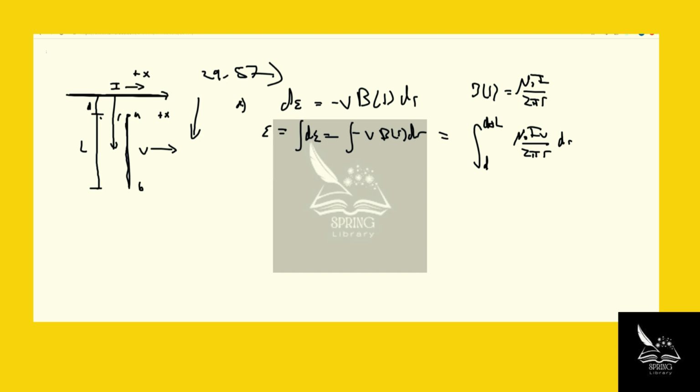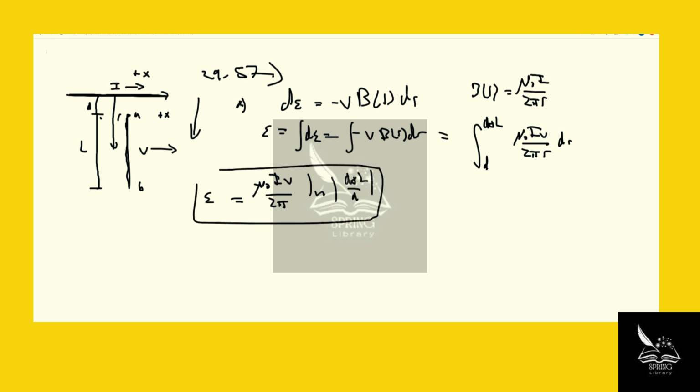Cool. So most of that is constant. This is just a 1 over r integral, which comes out to be a natural log. So this is mu naught I v over 2 pi, times the natural log of (d plus L) over d. Cool, so that's part A.